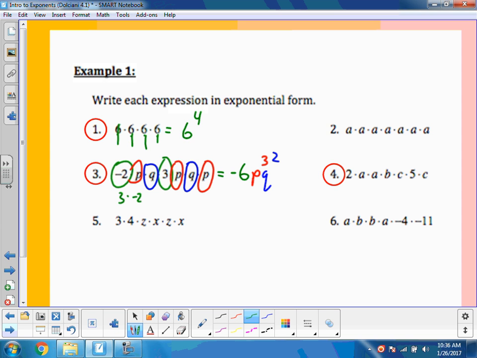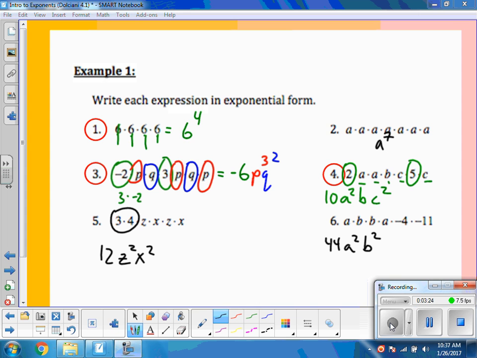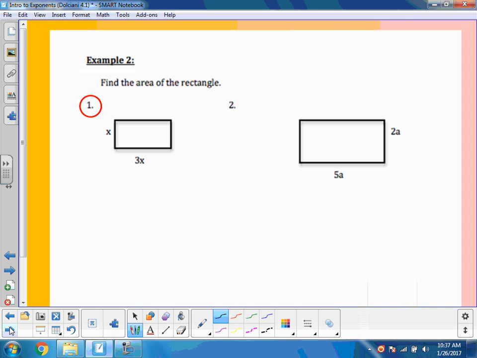On number 4, I'm going to grab my coefficients of 2 and 5. 2 times 5 is 10. I've got 2 a's, so it's a to the second. I've got a b, so it's just b, and then 2 c's, which is c to the second. All right, press pause and you guys do 2, 5, and 6. All right, check your answers. Got my coefficients, combine my bases together, and because we're multiplying, I can add my exponents together.